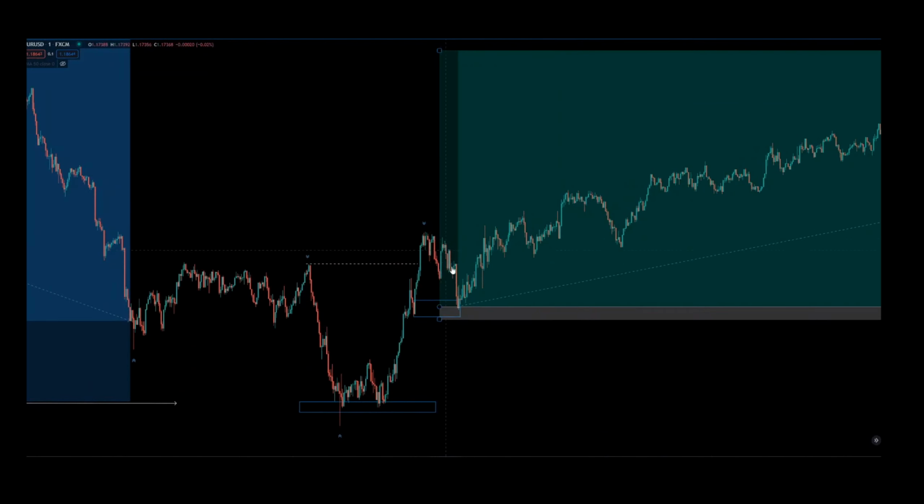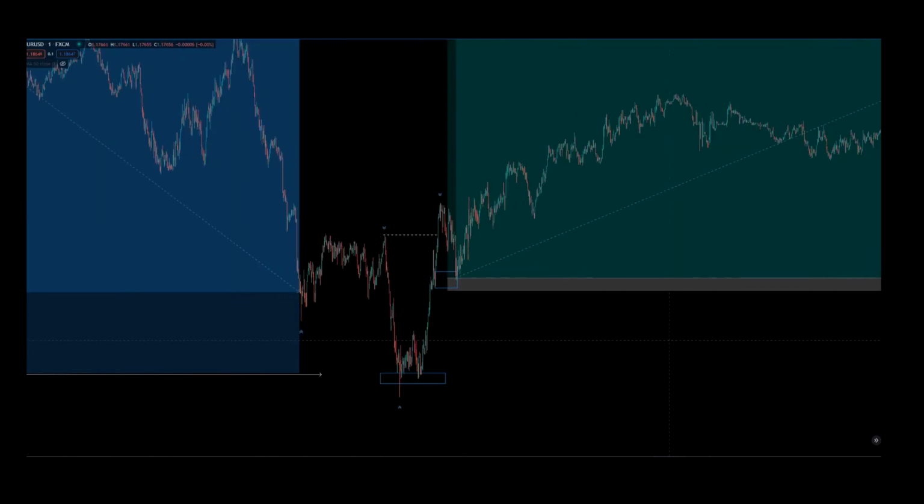And what we can see is once price tapped into this order block, it then just began to create higher highs and higher lows, and broke the market structure here, creating a higher high. Basically in this candle here, we got a higher low, a higher high, and pretty much just continued trending to the upside.